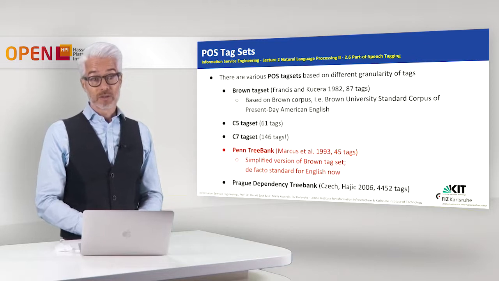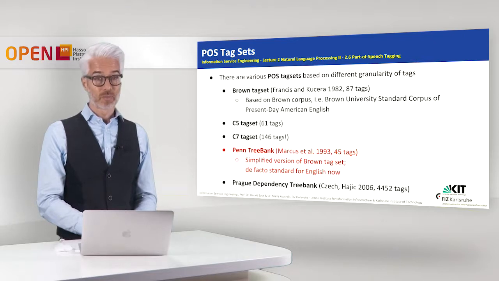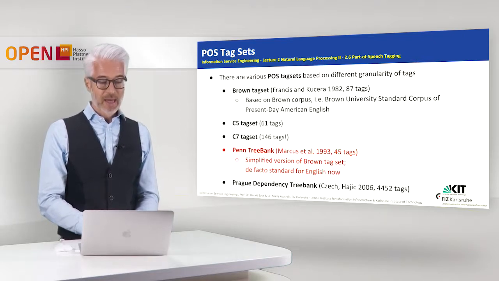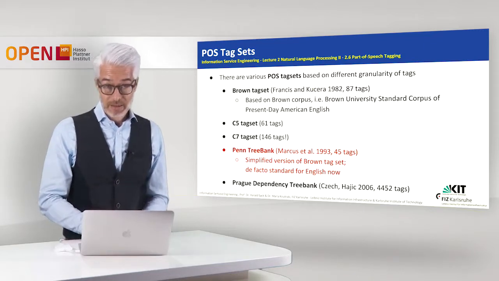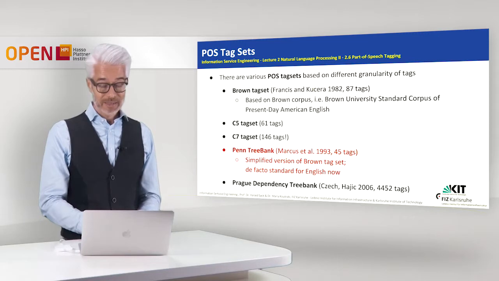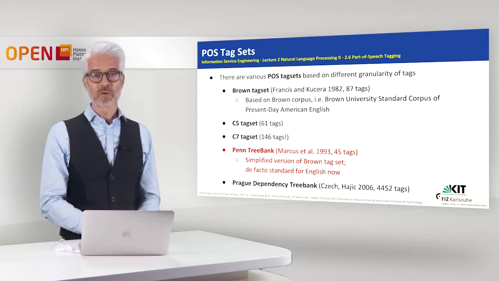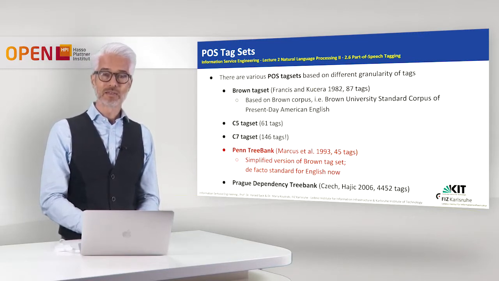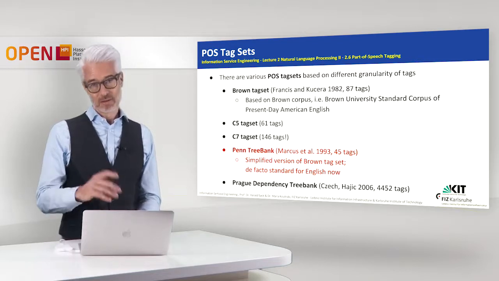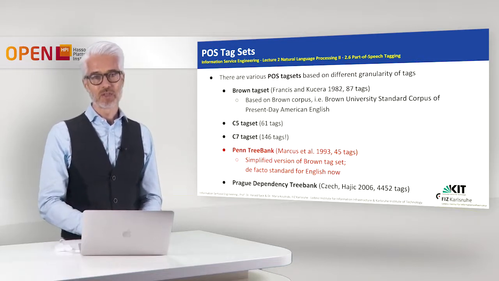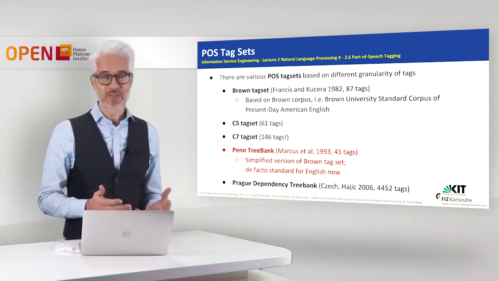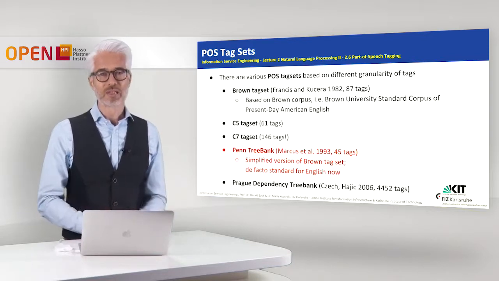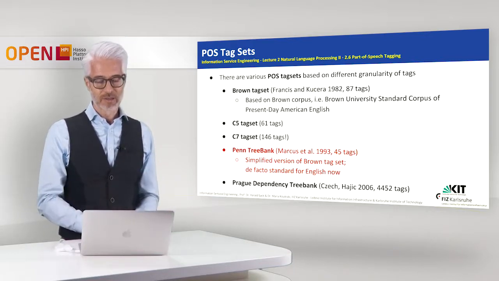Then you have the so-called C5 tag set or the C7 tag set. There we have 61 tags, respectively 146 tags. And then there is the tag set that is here denoted in red. And this is the Penn Treebank tag set. This is the tag set that we will deal with further on. This contains only 45 tags, so it's a more limited number of tags, and this has been issued in 1993. And in general, this is some kind of a simplified version of this prominent Brown tag set for de facto standard English now.